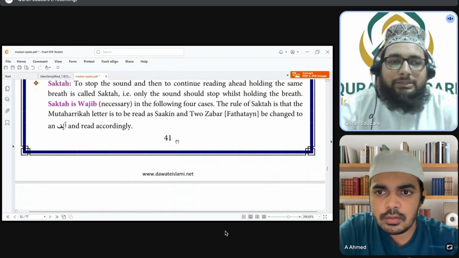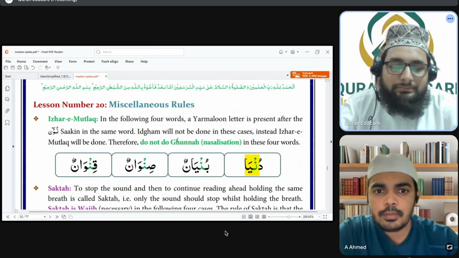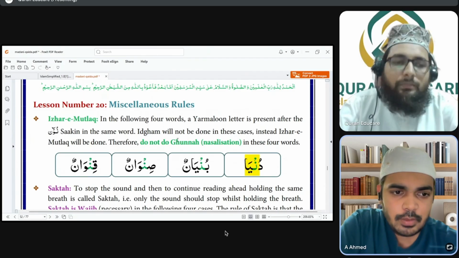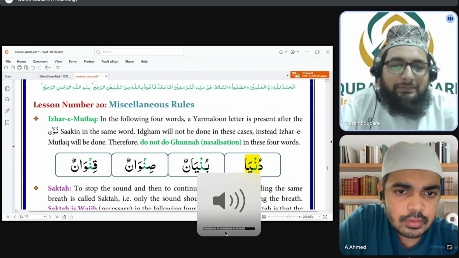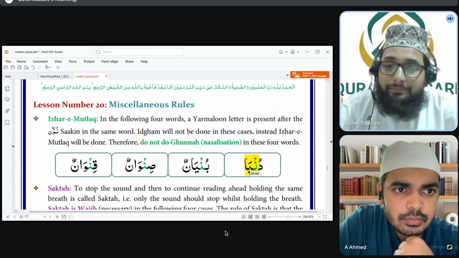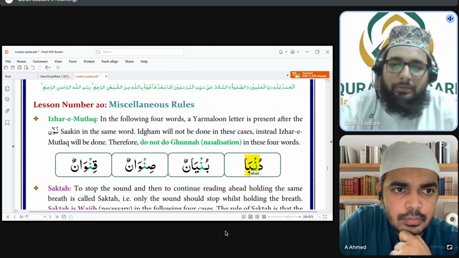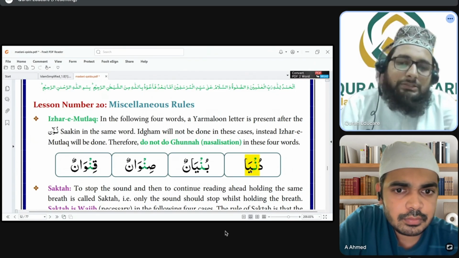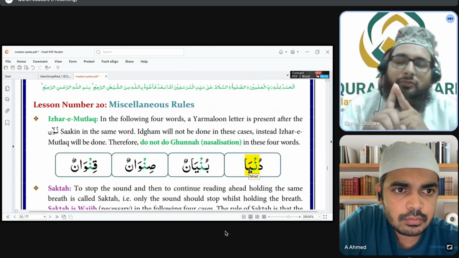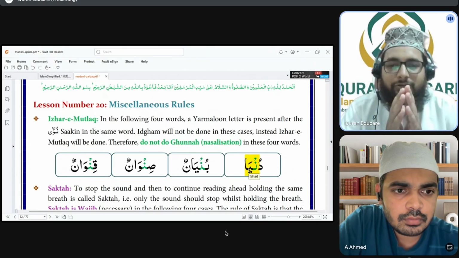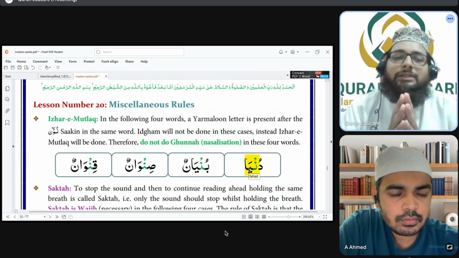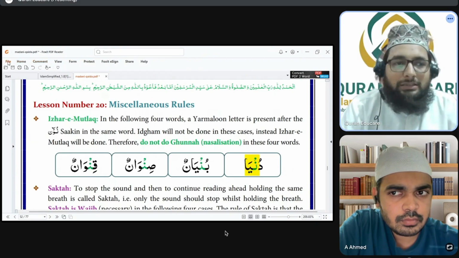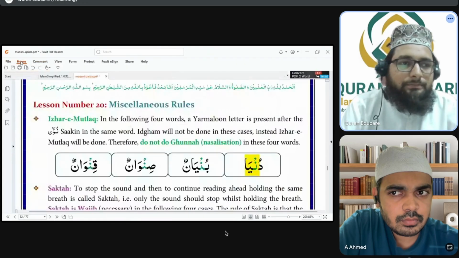The next concept. Is it clear? Can you repeat once again because I'm a little bit confused. Okay, no problem. After Nun Sakin, if there's a Yarmalun letter, which rule will be applied? Idgham, normally. But if the Yarmalun letter comes with a condition, what is the condition? In the same word, after Nun Sakin, if a Yarmalun letter comes in the same word, then Izhar Mutlaq will be done rather than Idgham.